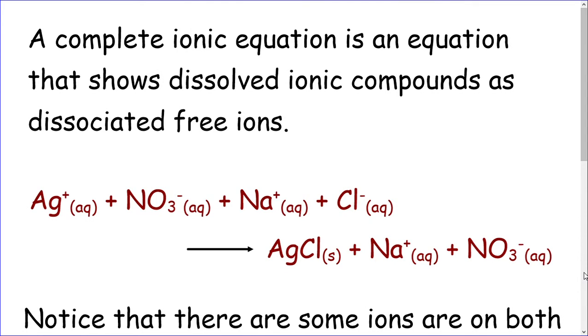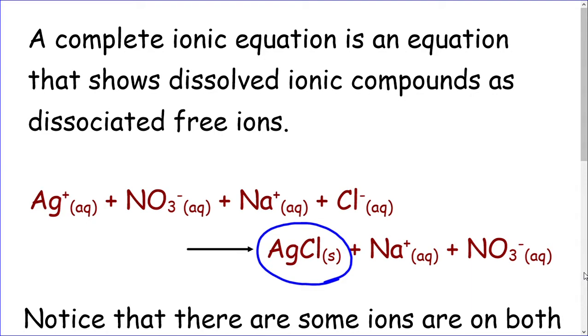A complete ionic equation tends to show all of this happening. So it shows dissolved ionic compounds that are dissociated into their free ions that are dissolved in water. So you can see here everything is broken apart, and the only thing that's not broken apart is our silver chloride, because that is a solid. So it's not going to dissolve in the water, because it's a precipitate, because it's a solid.